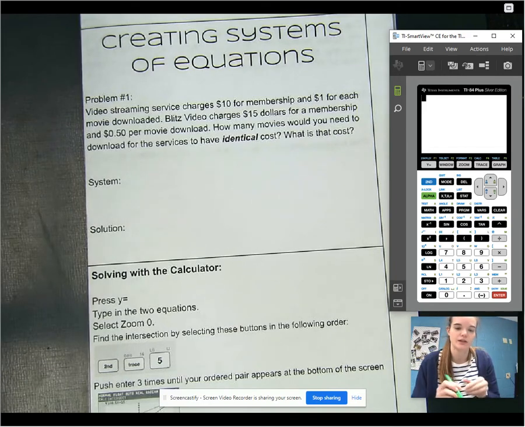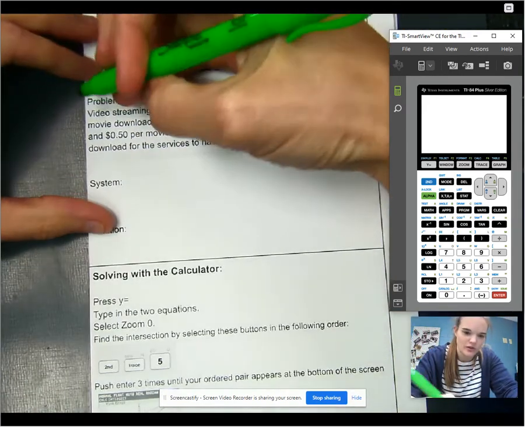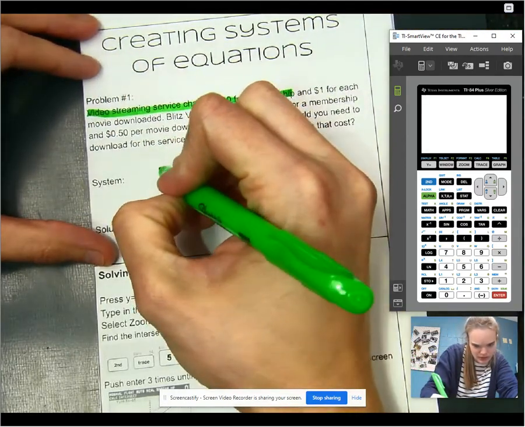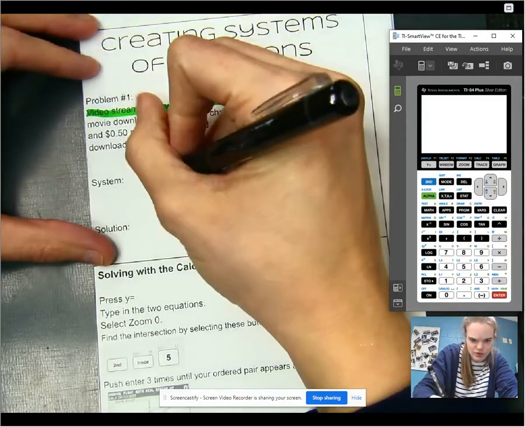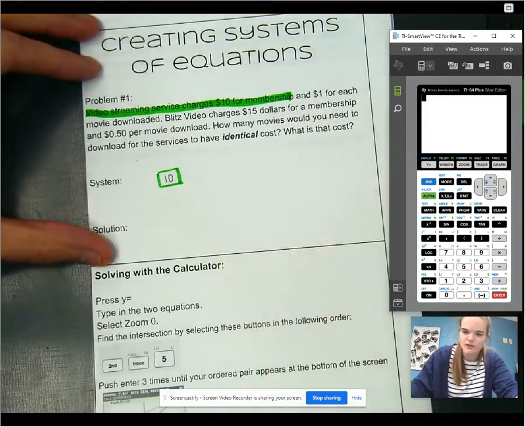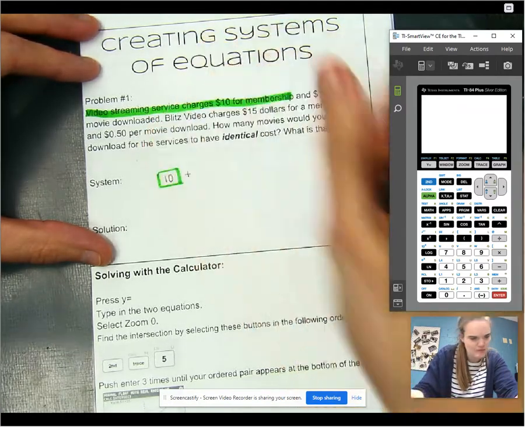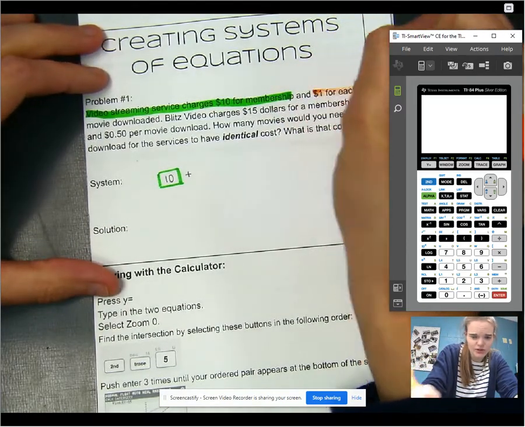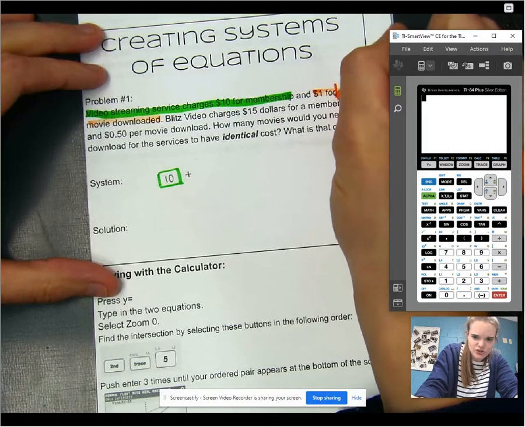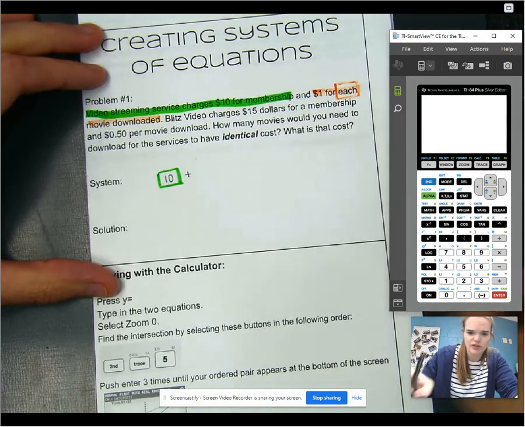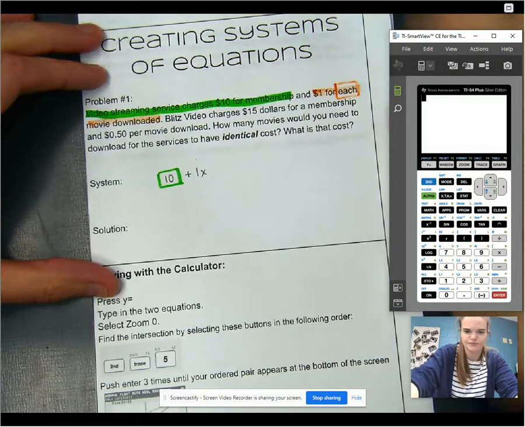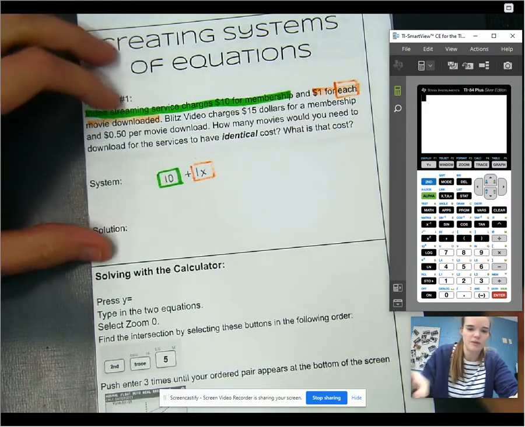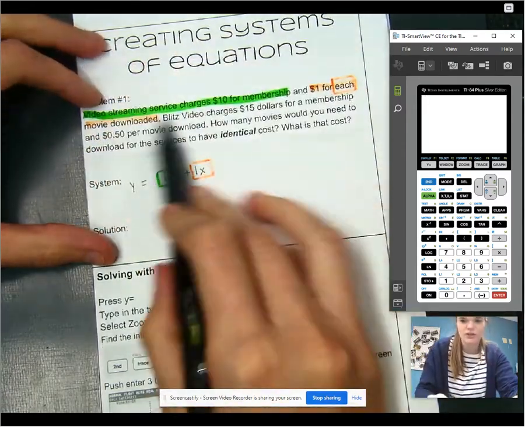So we're going to start with a green highlighter. The first video streaming service charges $10 for a membership. So we're going to write that right here. $10 for a membership. And that means we're going to have a plus. Orange. $1 for each movie download. Each being the key word there. Each means it's going to get the variable, so we're going to put plus 1x. Okay. Now, this is going to be y equals the end of the sentence. We're done with that equation.